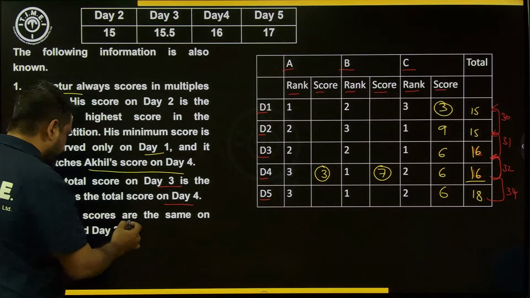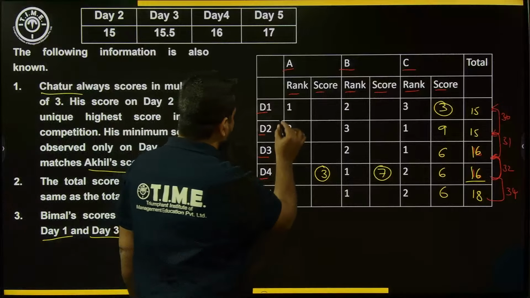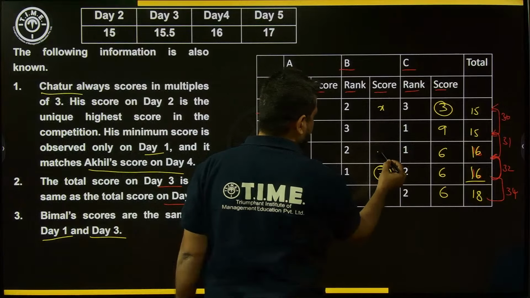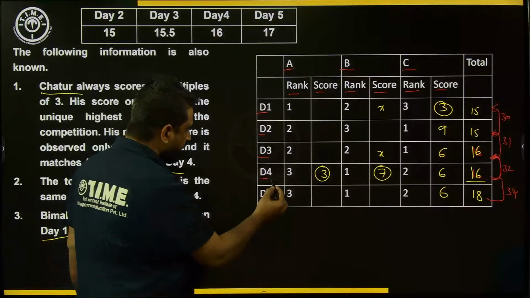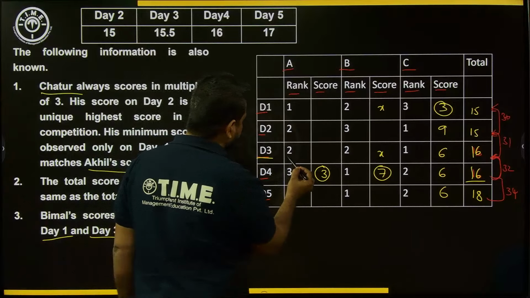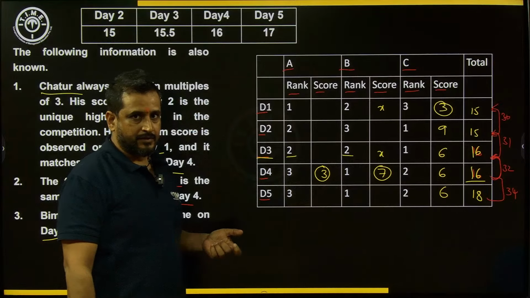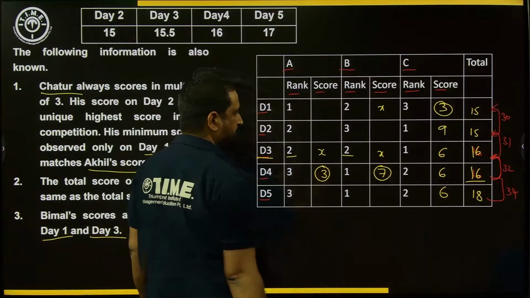Okay. Now, what else we have? Bhima's scores are same on day 1 and day 3. It is X. It is also X. Now, here is a twist. If you observe, day 3, ranks of A and B are same. It means a tie. So here also the score should be X only.